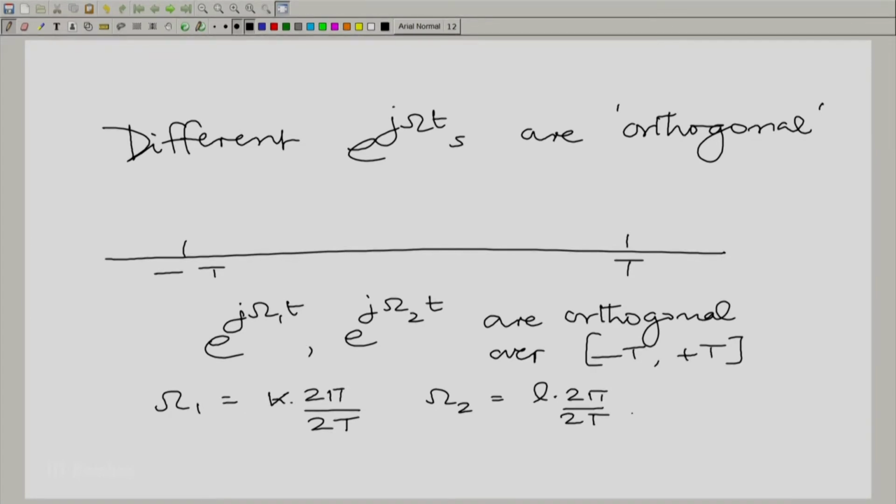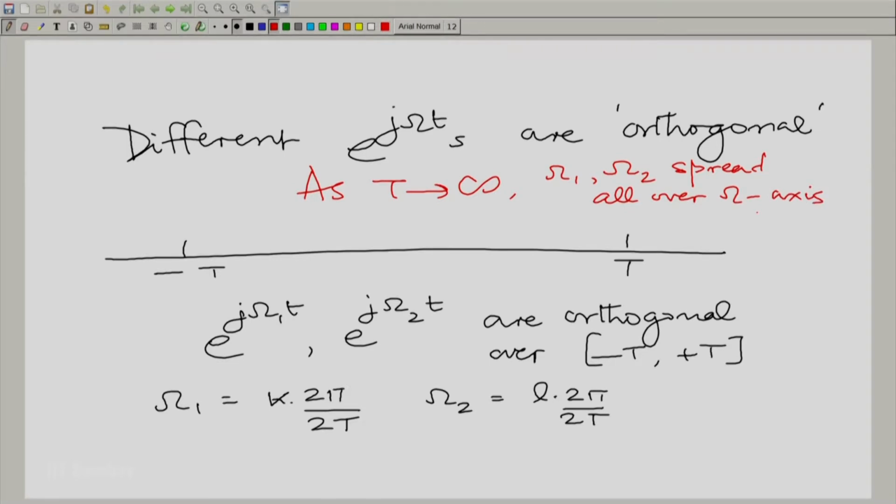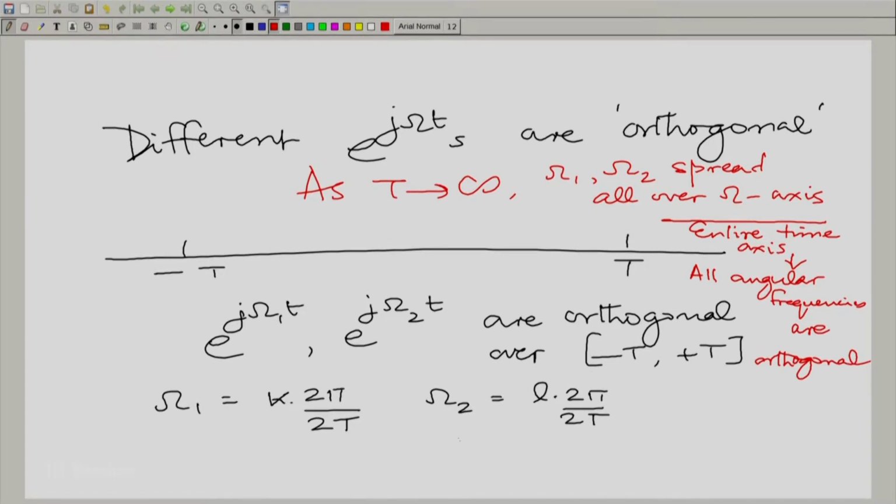And we said as T becomes larger and larger, as T tends to infinity, omega 1, omega 2 spread all over the angular frequency axis, essentially saying that the larger the interval, when we consider the entire time axis, all angular frequencies are orthogonal. Needless to say, k is not equal to L here.